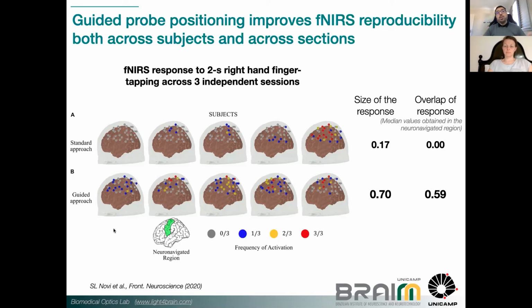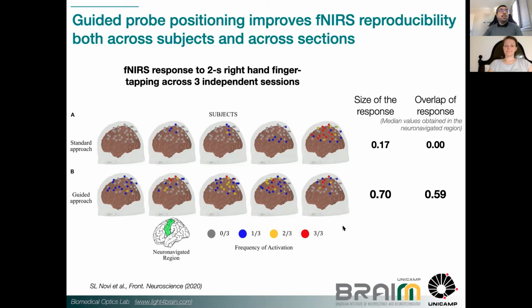With the guided approach, it's the opposite. We could find at least one channel that was reproducible in 4 out of the 5 subjects. So we could actually reproduce the same experiment on 3 different days by just neuronavigating to the region that we were interested in, right? So by doing this, we could increase the size of the response, but also the overlap of the response across the 3 different days that we collected data from.